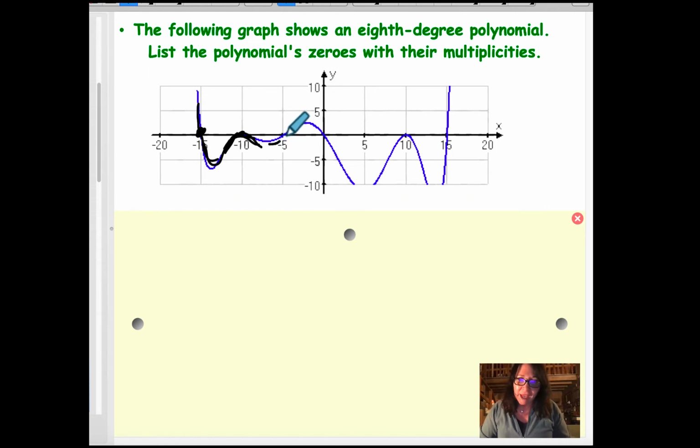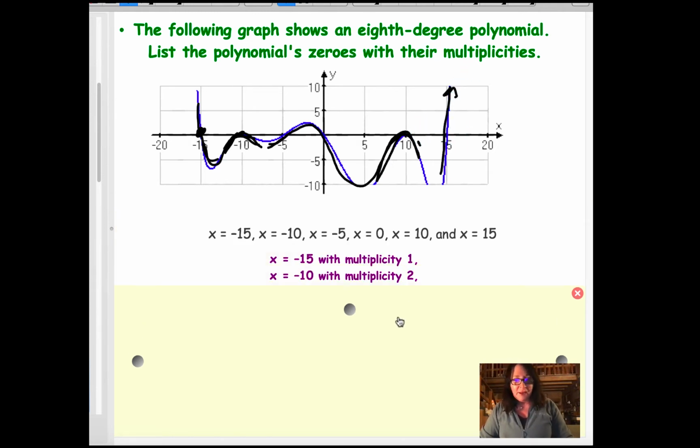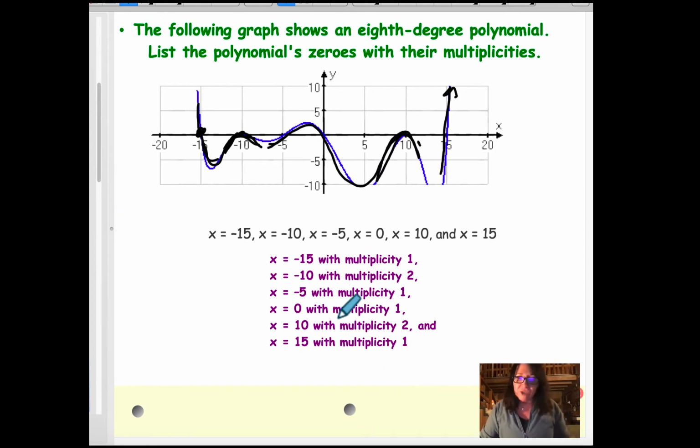At negative 5, it goes through. At 0, it goes through. And then at positive 10, it bounces off, so I have an even multiplicity. And at 15, it goes through, so I have an odd multiplicity. But what you need to remember is it's an eighth degree. So I've got 1, 2, 3, 4, 5, 6, 7, 8. Those are my zeros.